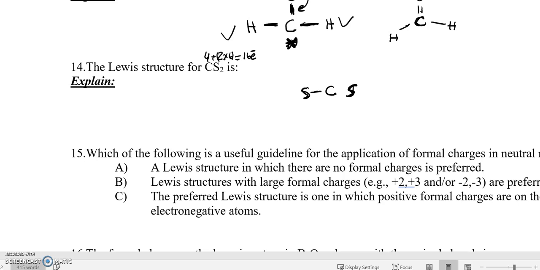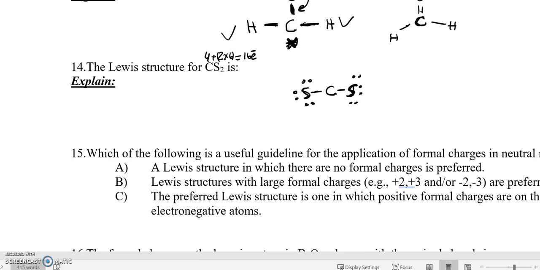I'm going to make a single bond in between, so I used up 4 of them already. Then 1, 2, 3, 4, 5, 6 is gone. So I have only 6 left: 1, 2, 3, 4, 5, 6. So I run out of all my electrons. All right, so we are good with the sulfurs because they all have octets, but not the carbon in the middle.